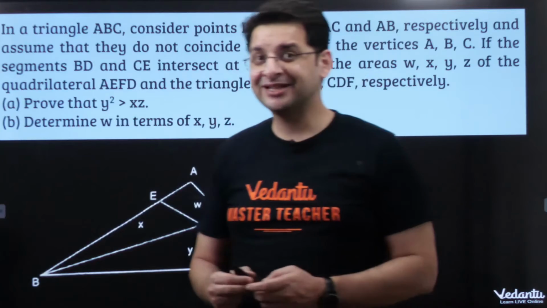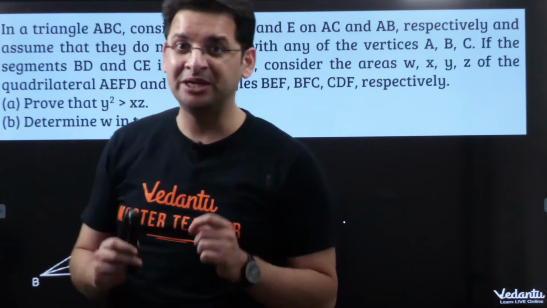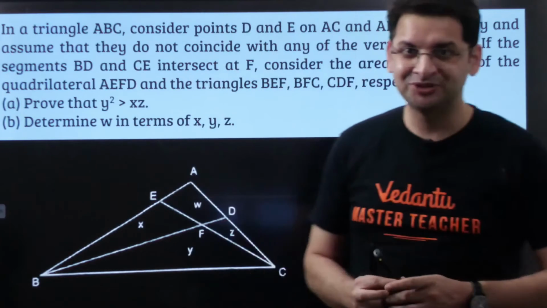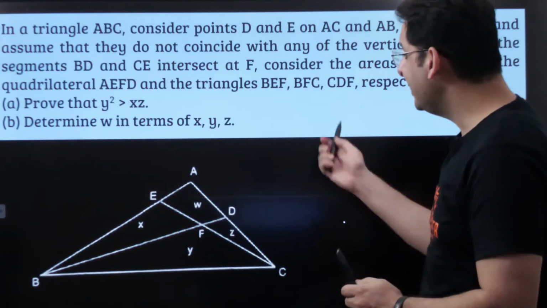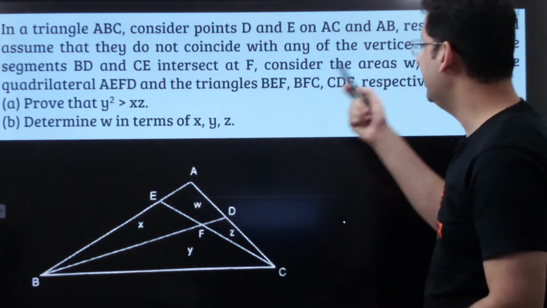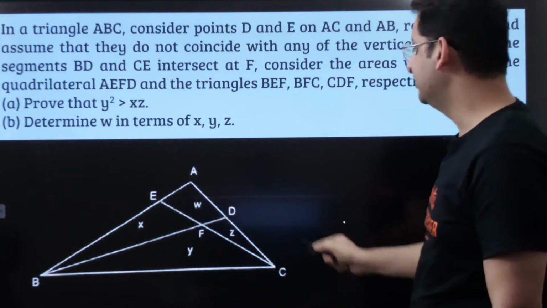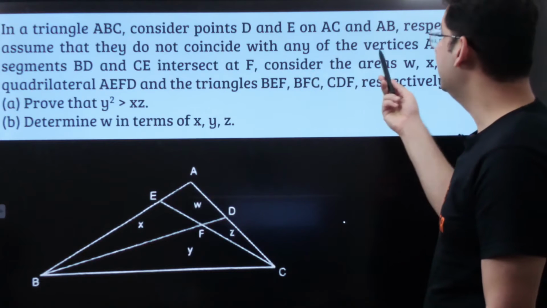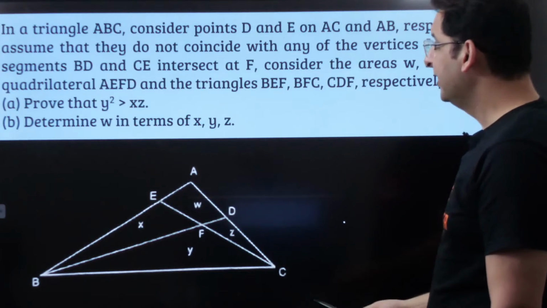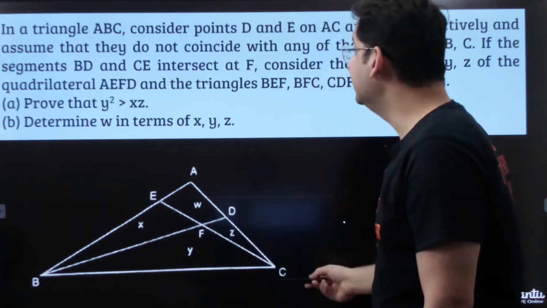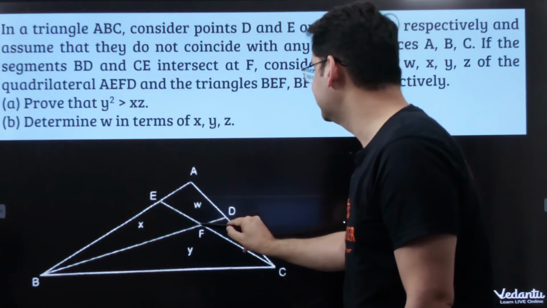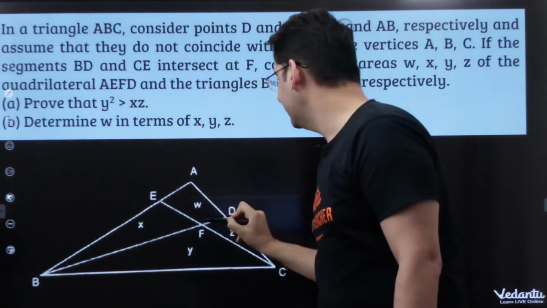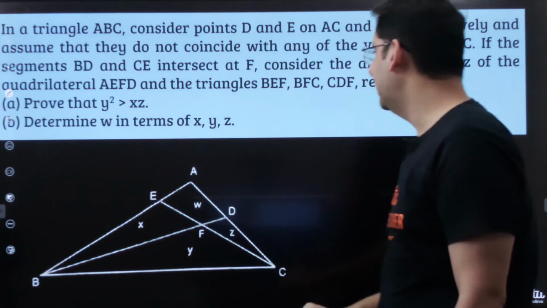Hi everyone, so let us discuss problem 3 of ISI UGB 2023, and this was a problem based on geometry and a very simple problem, so to say. In a triangle ABC, D and E are on AC and AB respectively. So D is on AC, E is on AB. And assume that they do not coincide with any of the vertices A, B, C. If the segments BD and CE intersect at point F, this point is F, the point of intersection of CE and BD.